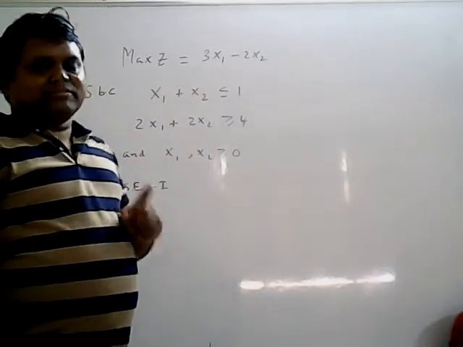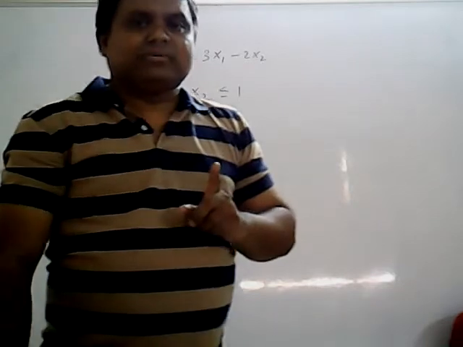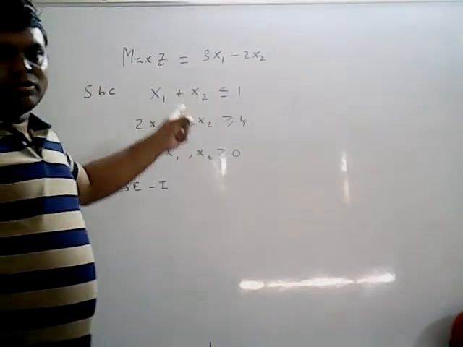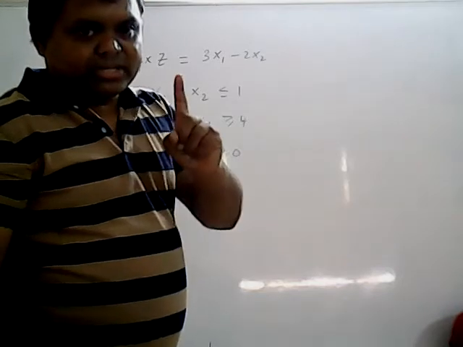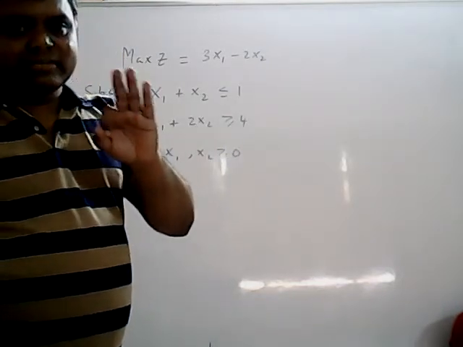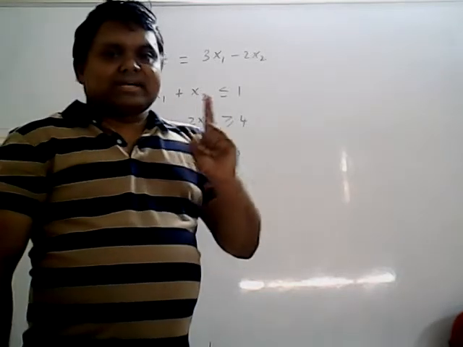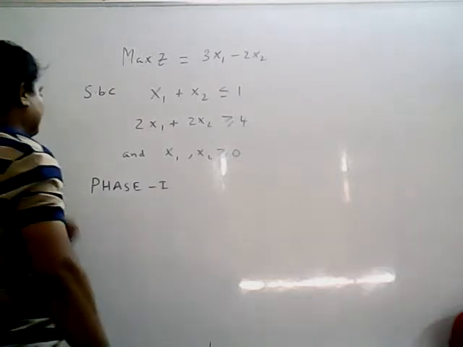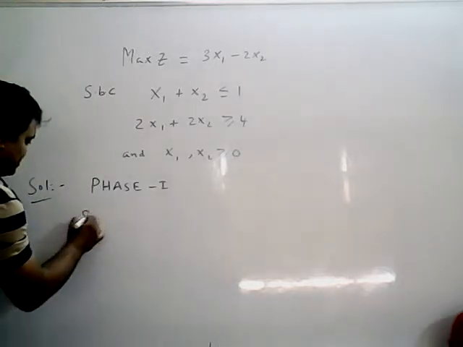Whenever a surplus variable is used, you will require an artificial variable. How many surplus variables are used in this problem? One. That means one artificial variable is required. In total, 3 variables are required: one slack variable, one surplus variable, one artificial variable. So write step number 3.